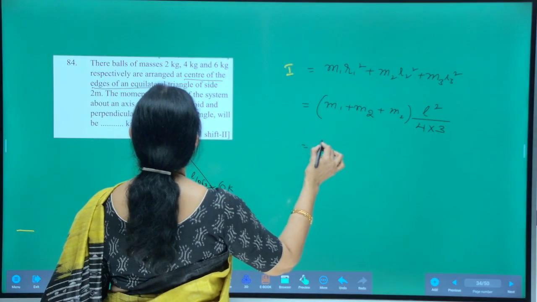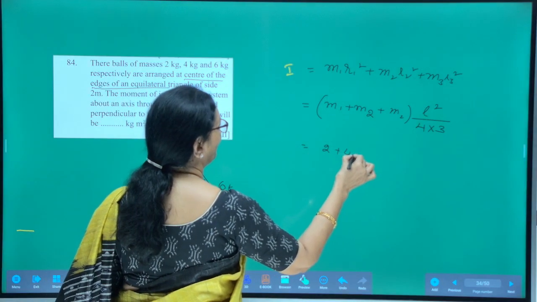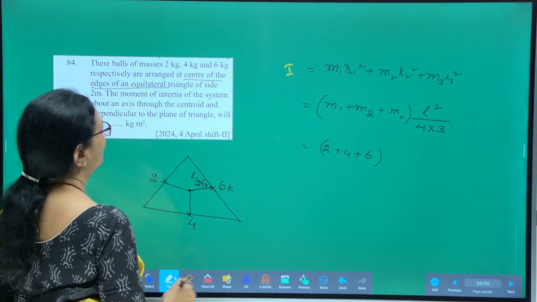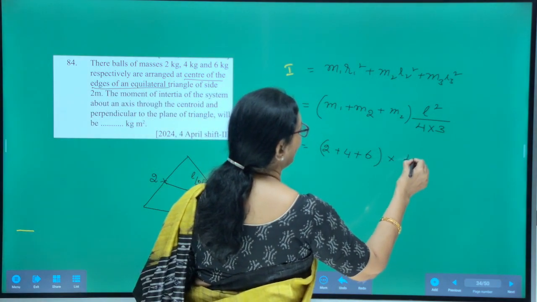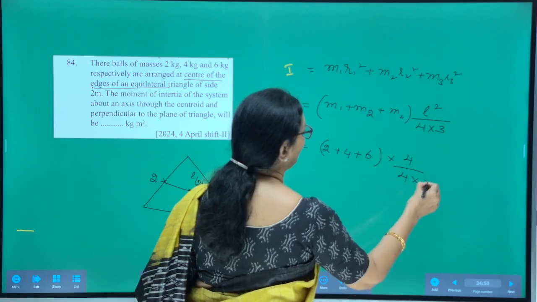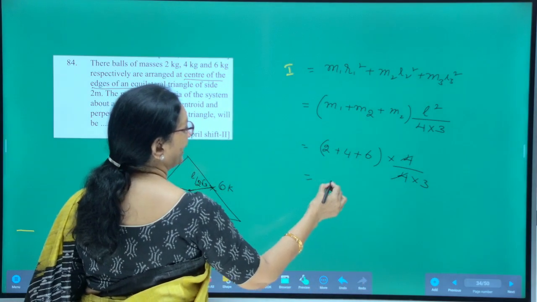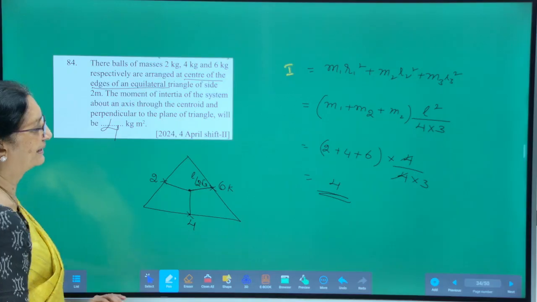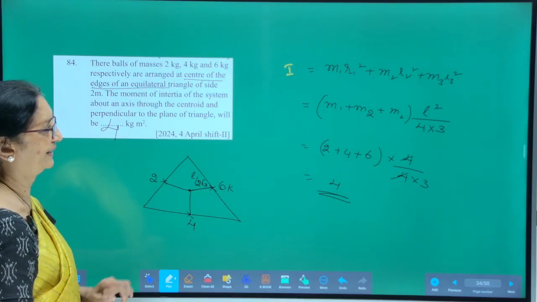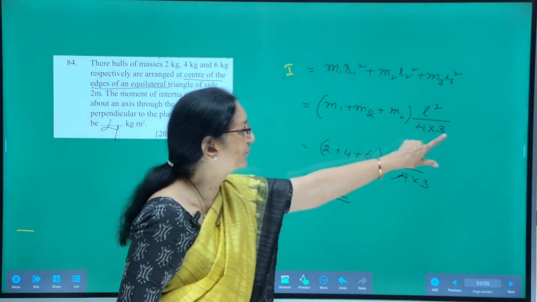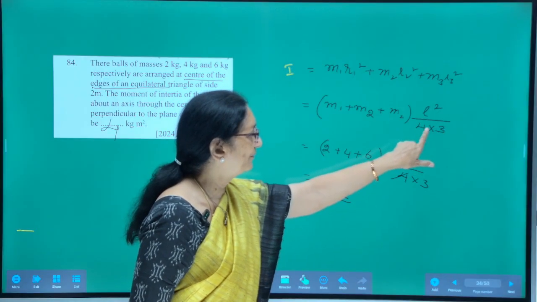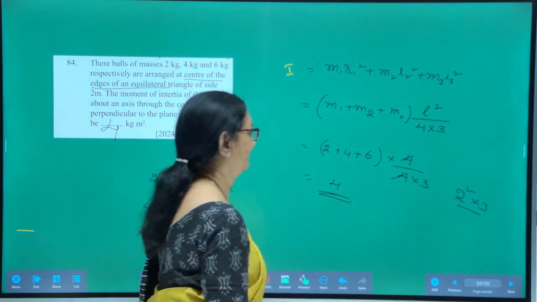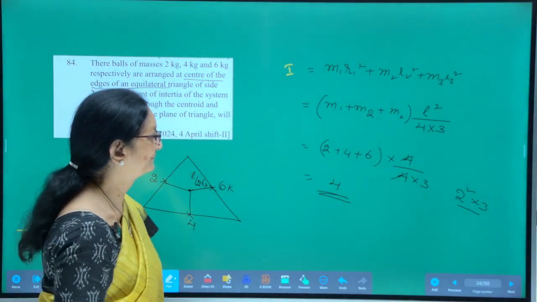So here masses are 2 plus 4 plus 6, into length, which is given as 2 meters. So 2 square is 4, by 4 into 3. This is 12 by 3, that is equal to 4. So the answer is once again 4 kg meter square. So L by 2 root 3 whole square. So 2 root 3 whole square is 2 square into 3, 4 3s are 12. So that is the correct answer. Okay.